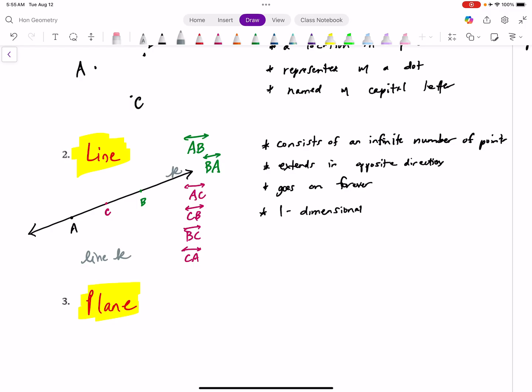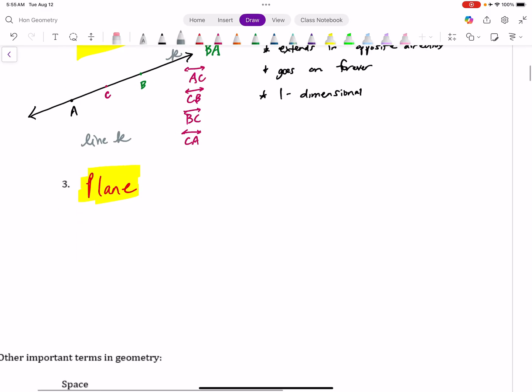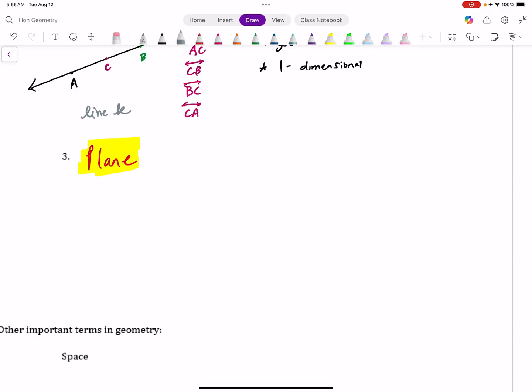And so that is also an undefined term. It's hard to give a definition to a line because it's just such a basic idea, as is a plane. So with planes, the word you always look for to see if people understand what a plane is, if they use the word flat, they understand what a plane is. So a plane is just a flat surface.